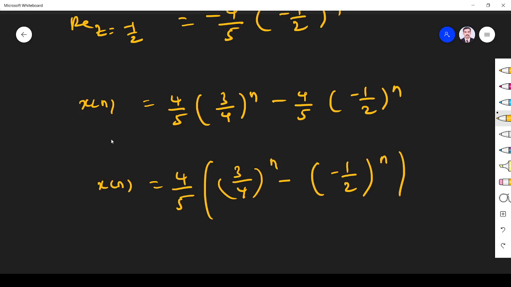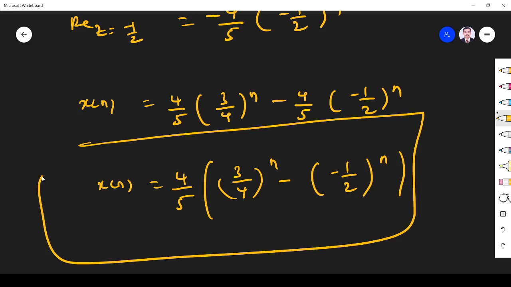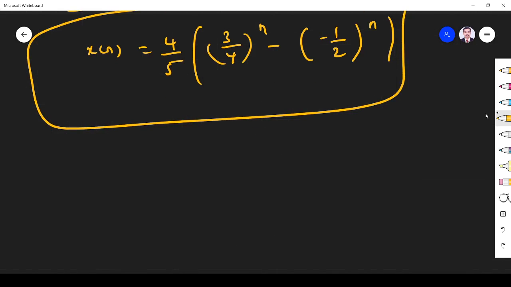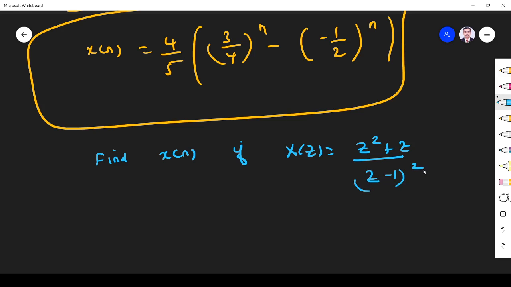This is what my x of n. Simple. Sorry. So I hope you understand this. I will do one more problem, then you can understand better. So I have to find x of n if x of z is equal to z square plus z divided by z minus 1 whole square.